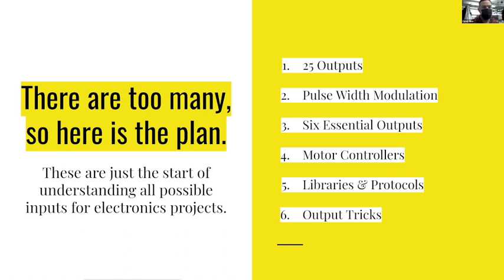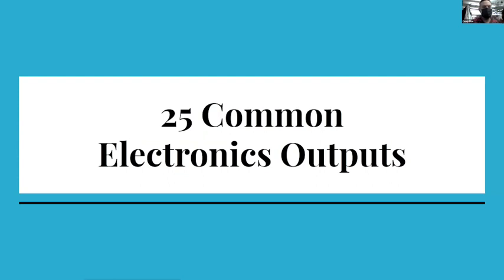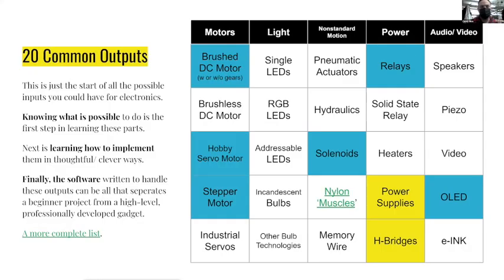Then we'll talk about motor controllers, because a lot of what we're going to be doing is focusing on things that move. Then libraries and protocols, and then some tricks, some things to do. So first up are 25 common electronics outputs. These are not necessarily the most common, but they're 25 good ones to be aware of. Oh, and I need to change that slide. It says 20. I was thinking about lowering the number for a minute, but we've got 25.